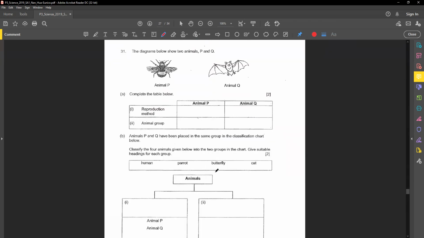So moving on, question 31 tests knowledge on animals, and we see two types of animals, P and Q. From the pictures alone, we can see that animal P is an insect which lays eggs, and animal Q is a bat, which is a mammal that gives birth to young alive. So this is really straightforward testing of your knowledge on animals.